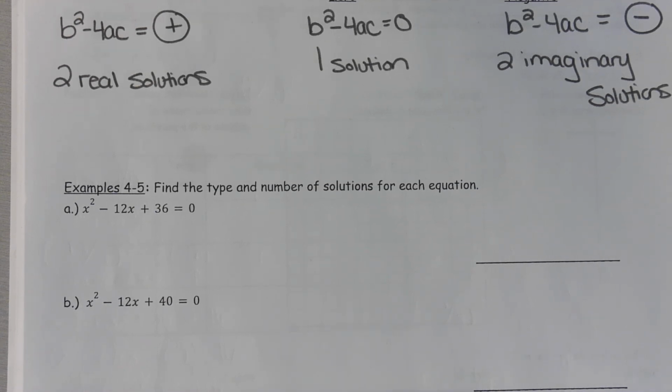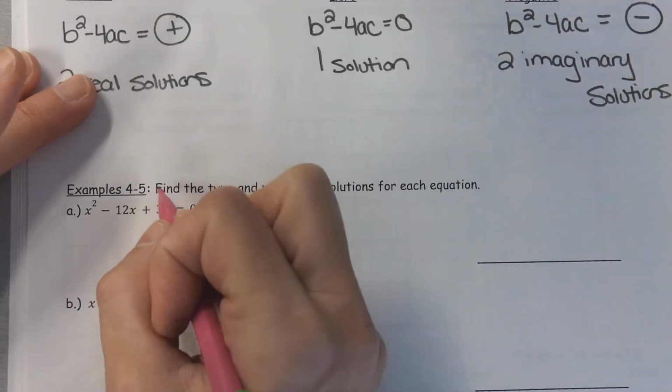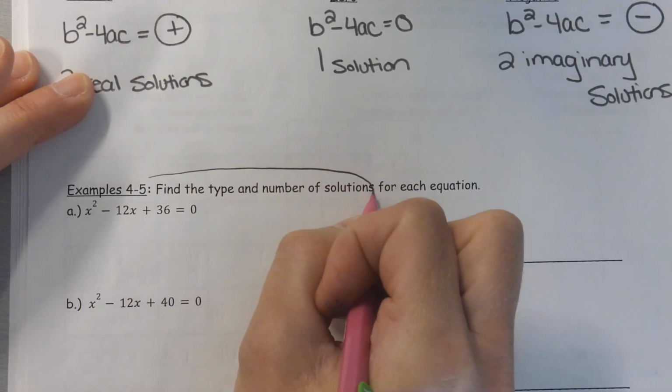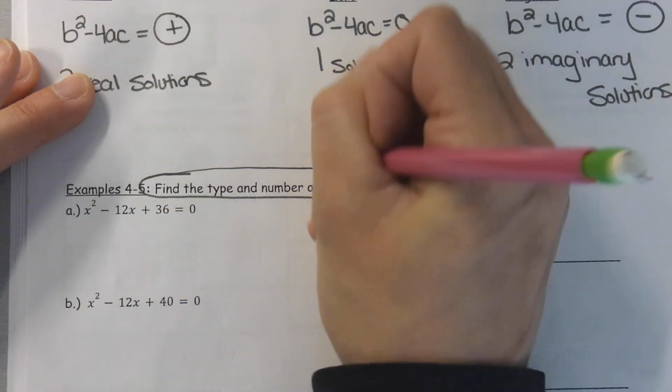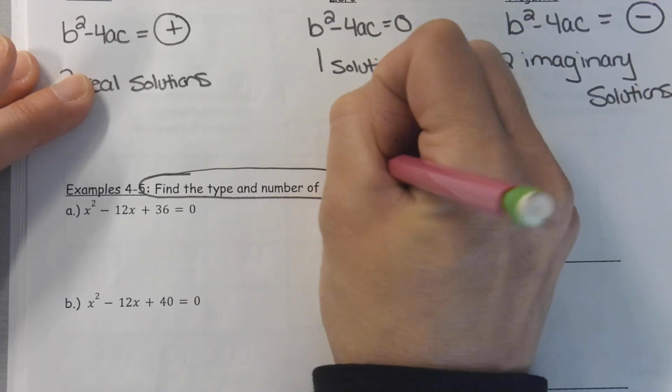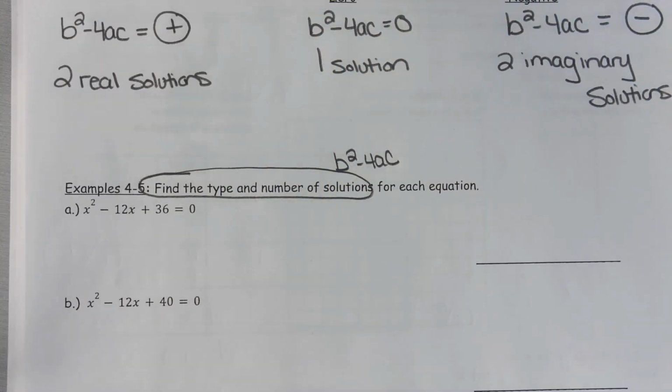All right, here we go. We're going to find the number and type of solution. So you need to read your directions today. If it says solve, you go on and do the full quadratic formula. But if it says find the number and type of solutions, this is asking for just b squared minus 4ac. So you don't need to do the entire quadratic formula. So you're going to drive yourself a little bit nuts if you do the whole quadratic formula for everything when you actually didn't need to.